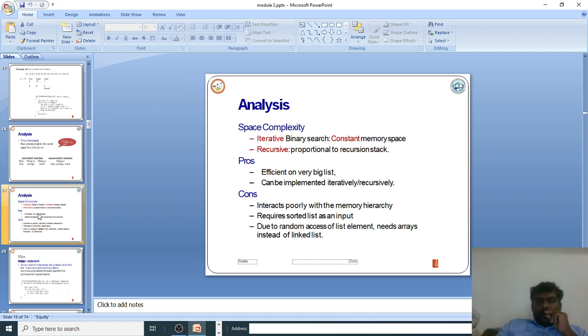Next, analysis. What is the space complexity? Okay, it's an iterative binary search. There will be a constant memory space because you're not going recursively, you're not going to call the algorithm. Whereas in the recursive case, it is proportional to the recursion stack.